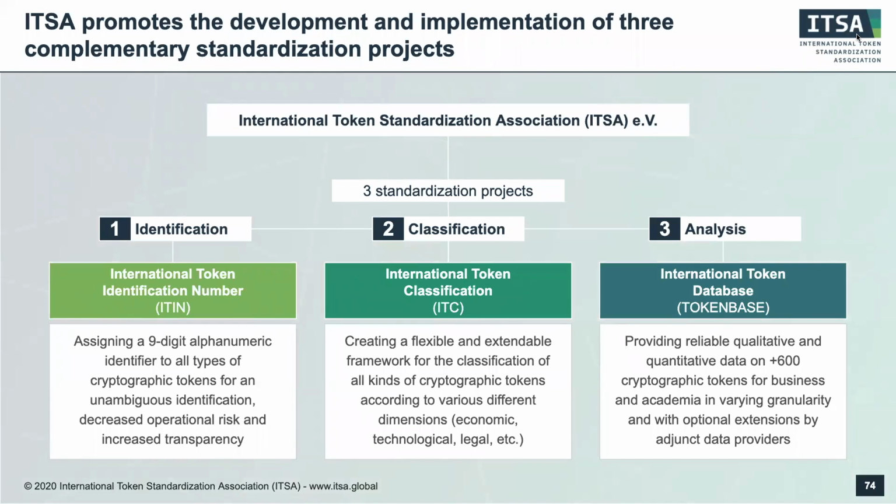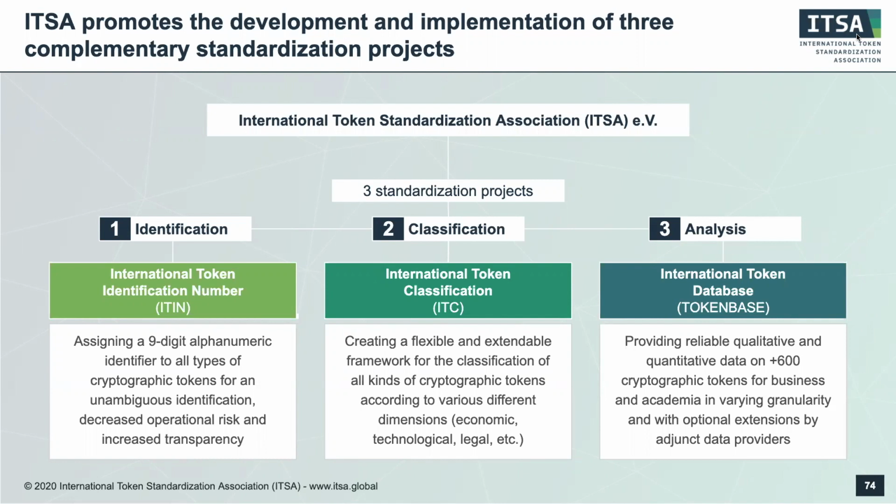Some more words in case you are interested about the ITSA. Again, I quickly outlined it previously. We are focusing on 3 standardization projects. That's basically identification, classification, and also analysis. So the ITIN, I explained it previously, is a 9-digit alphanumeric identifier assigned to all types of cryptographic tokens.